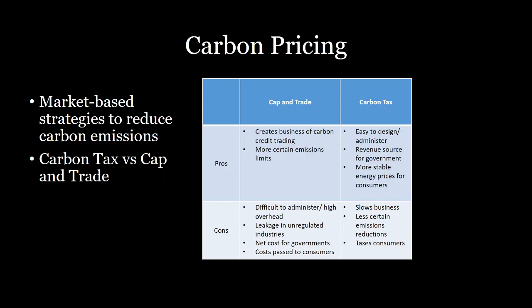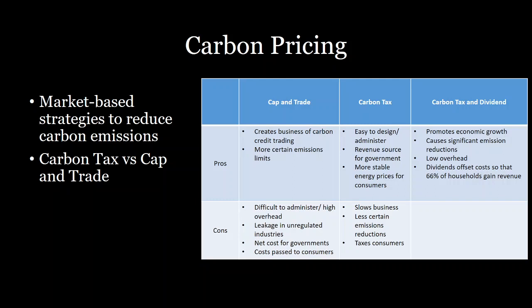But there is a third option, which can be, in a lot of ways, a whole lot better with a whole lot fewer cons. And that's carbon tax and dividend. This is the idea that you set up a carbon tax, just like previously, where you're putting a price on a ton of carbon, but instead of giving that money to the government, you're giving it out to the citizens as a dividend on their tax returns.